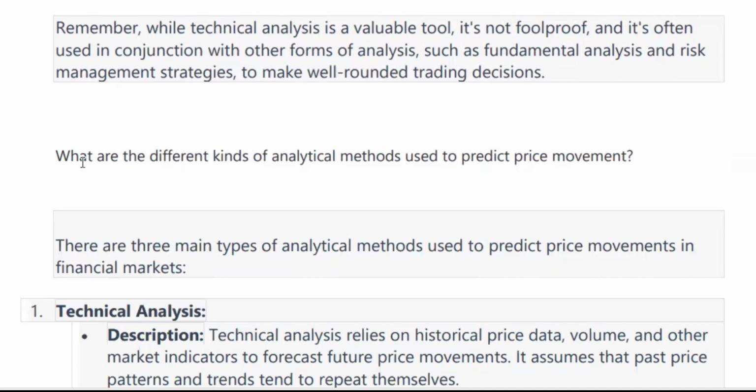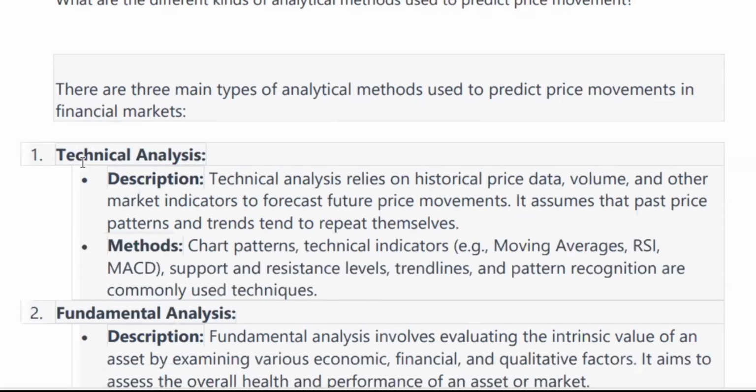So there are three main types of analytical methods used to predict price movements in financial markets, right? Which is technical analysis, right? What we focus solely on, right? Technical analysis relies on historical price data, volume, and other market indicators to forecast future price movements, right? This assumes that past price patterns and trends tend to repeat themselves. And you will see that that is actually true when we look at the chart, right?